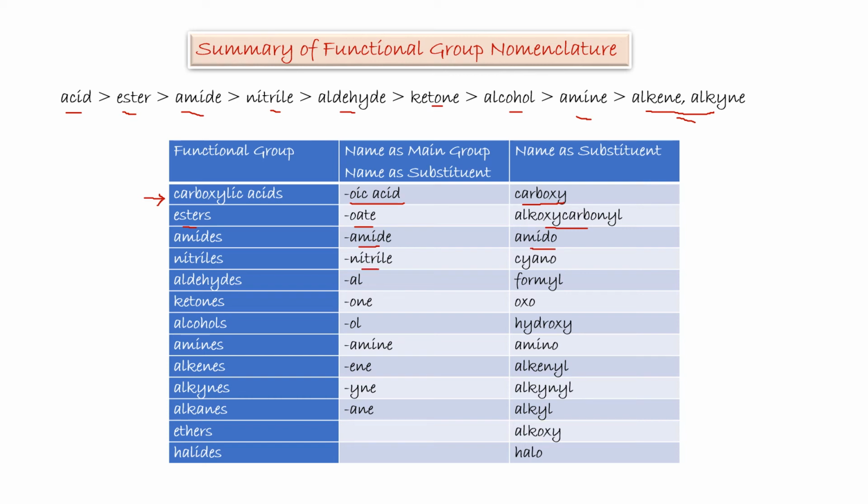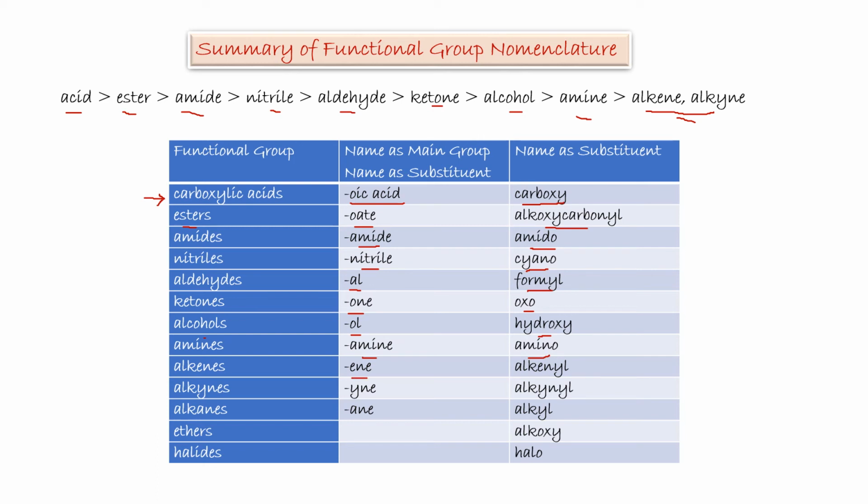Nitrile as a main group, cyano as a substituent. -al for an aldehyde, formyl as a substituent. Ketone, -one as a main group, oxo as a substituent. Alcohols, -ol as a main group, hydroxy as a substituent. Amine as a main group and amino as a substituent.